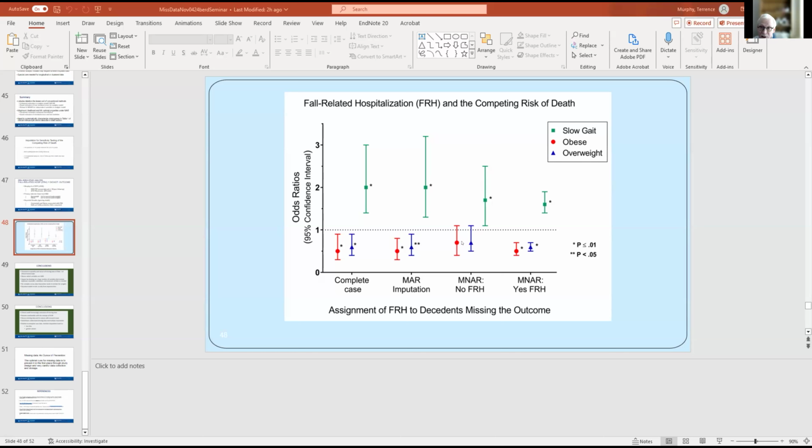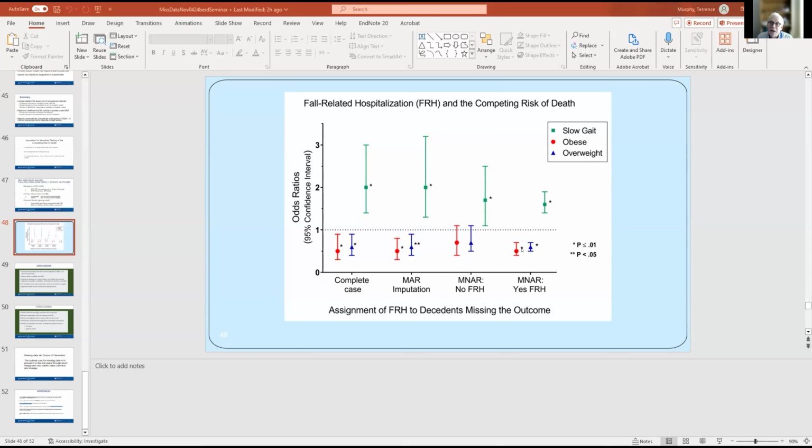If I keep the decedents in the data set beyond their death, and I don't allow any of them to have the outcome, the model of that data now eliminates the statistical significance of being overweight or obese. If I allow all the decedents to counterfactually have the outcome, again, I get point estimates that are very close to the complete case data.